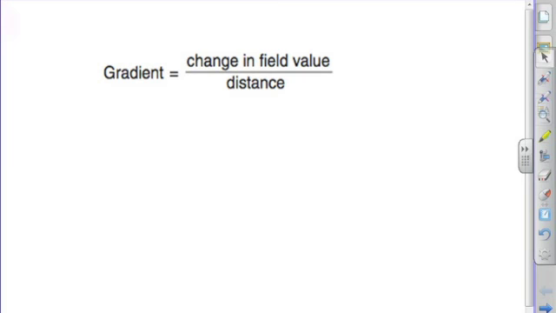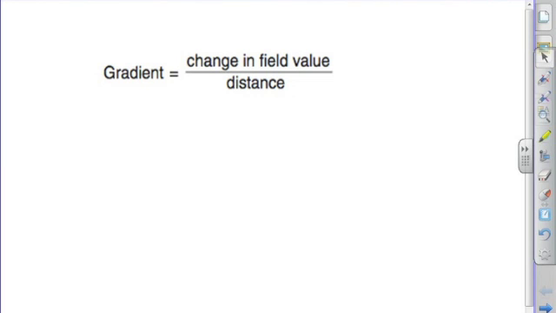Keep in mind, your answer for gradient must always have units. The units will be based strictly upon the question you're being asked. The units for the gradient formula will vary, again, based on the information you're provided with in the question you're looking at.